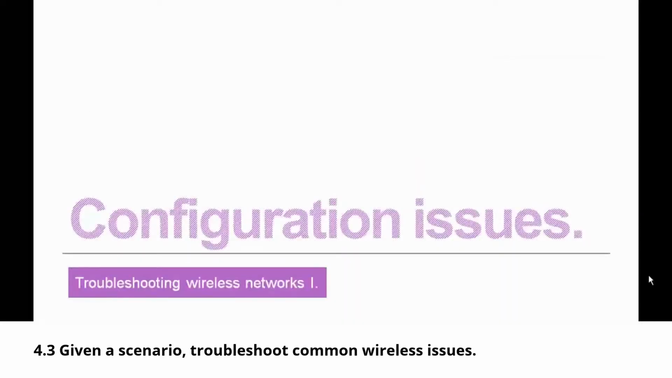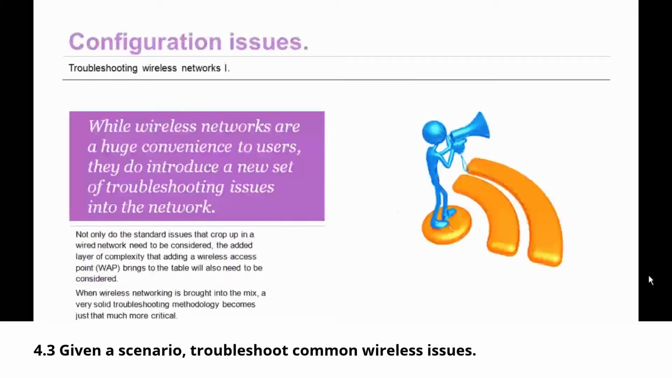I will begin by talking about some common configuration issues. While wireless networks are a huge convenience to users, they do introduce a new set of troubleshooting issues into the network. Not only do the standard issues that crop up in a wired network need to be considered, the added layer of complexity that adding a wireless access point brings to the table will also need to be considered.